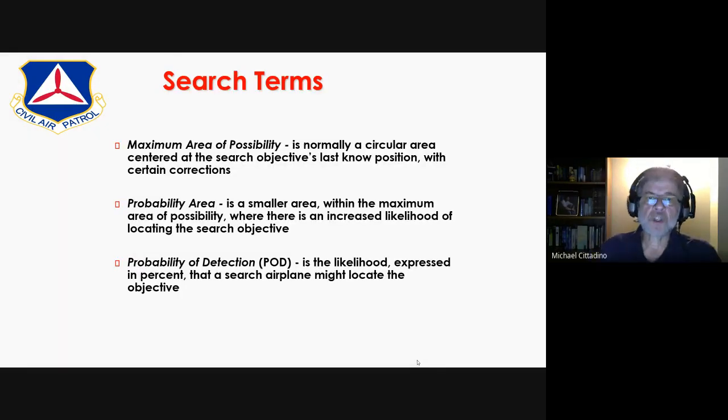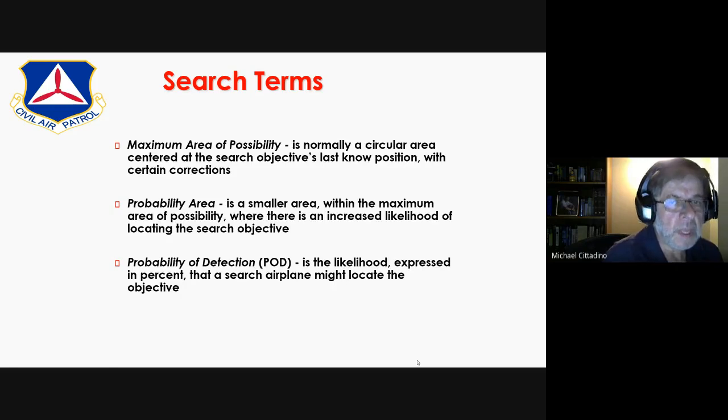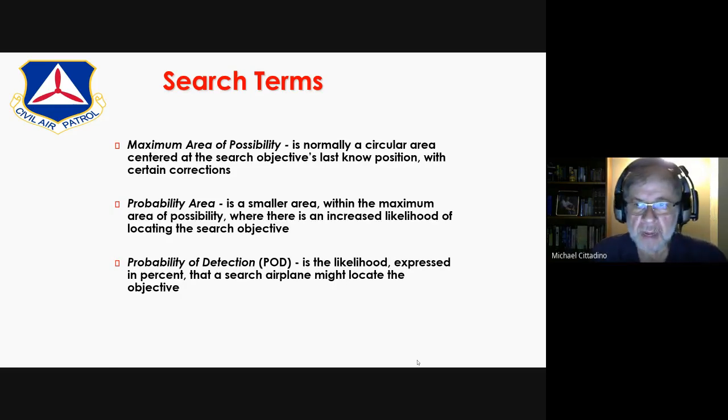We're going to start off with some search terms. First, we have some terms regarding the likelihood that we're going to search or how we're going to search. Maximum area of possibility. This is typically a circular area that defines the likely area in which an objective is expected to be found. This is based on a variety of factors.